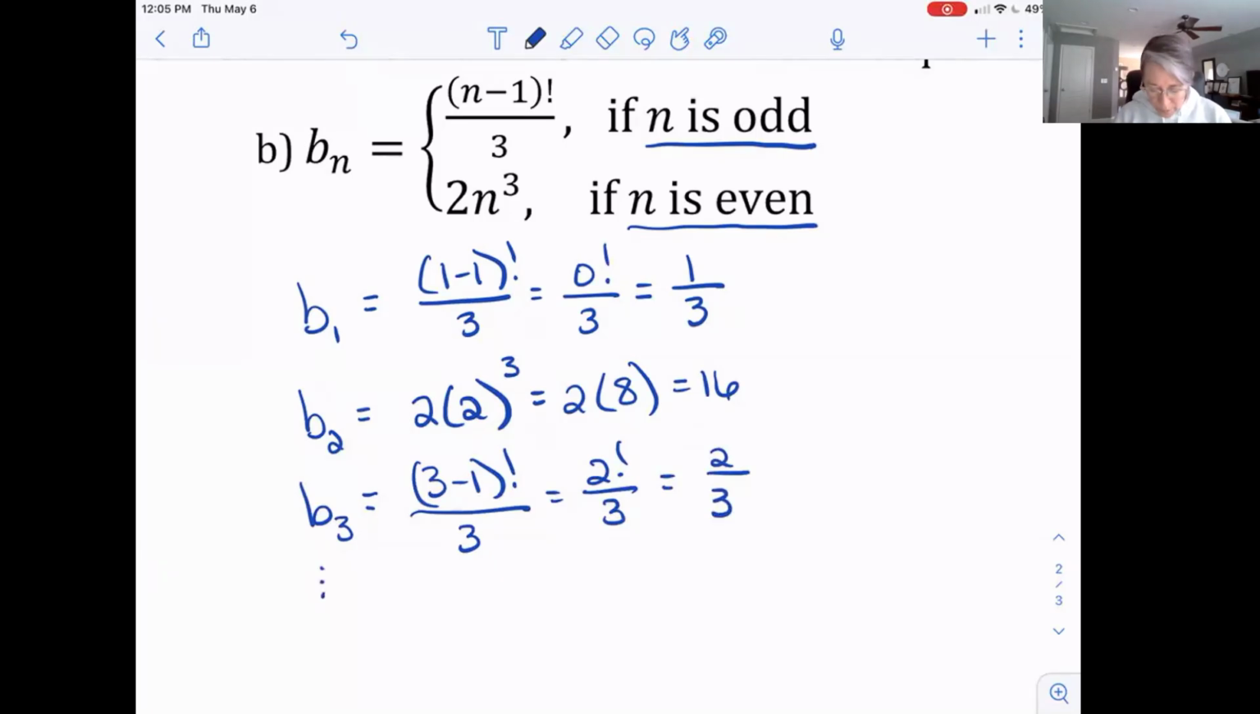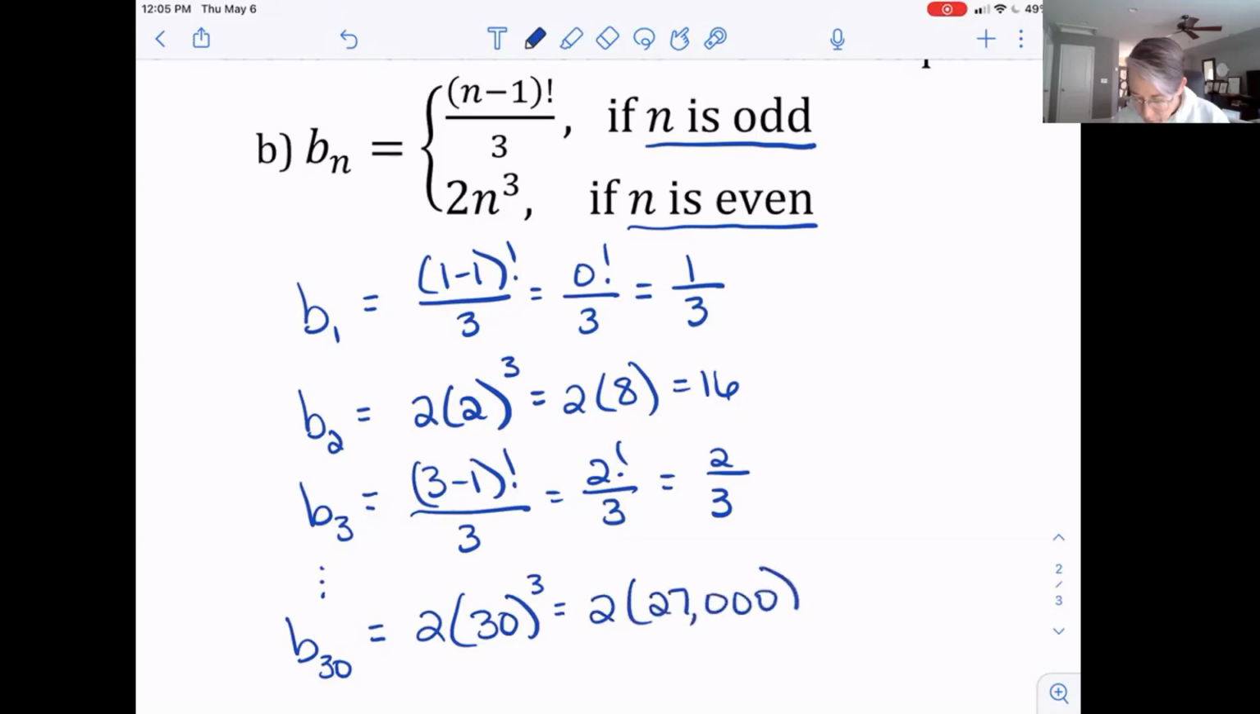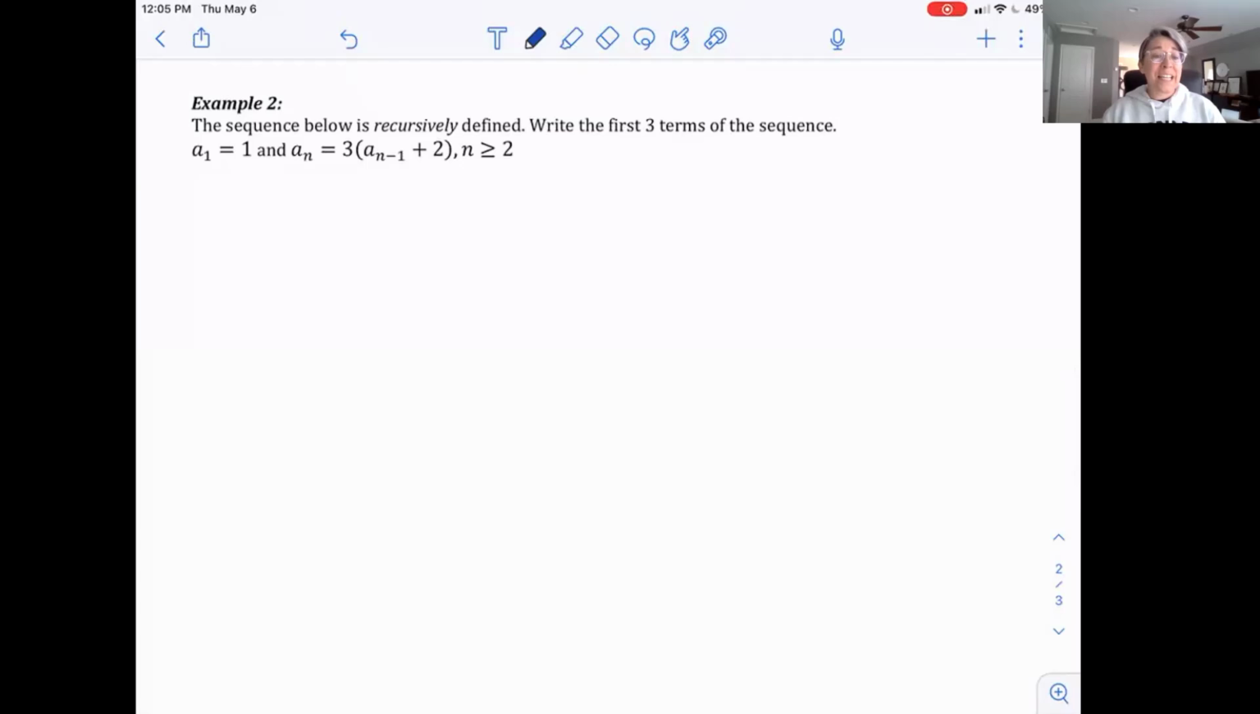We can also jump down to the 30th term. And again, 30 is even, so we use the bottom. 2 times 30 cubed. So that's going to give us 2 times 27,000, which equals 54,000.